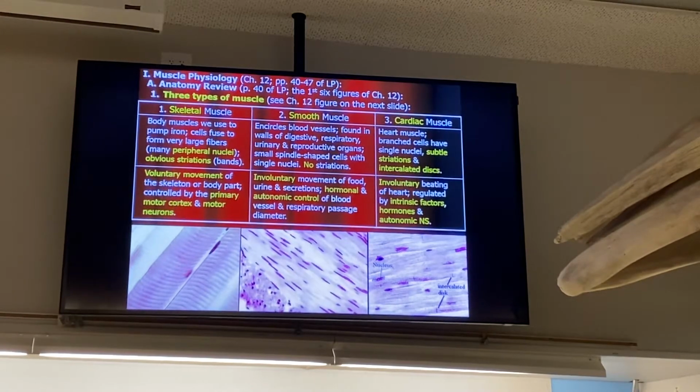here. Okay, just remember that skeletal muscle are few cells, dozens to hundreds of individual cells fused to form a skeletal muscle fiber. That's why you have peripheral nuclei. All the individual nuclei for those dozens to hundreds just get shoved off to the side. It has obvious striations, and that's because all the sarcomeres line up across that muscle fiber.